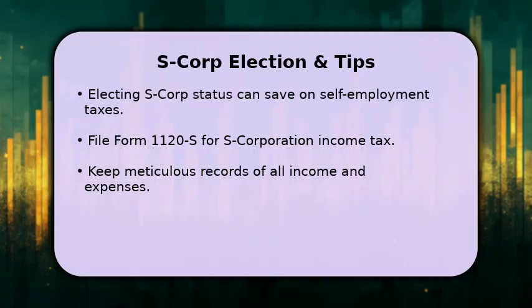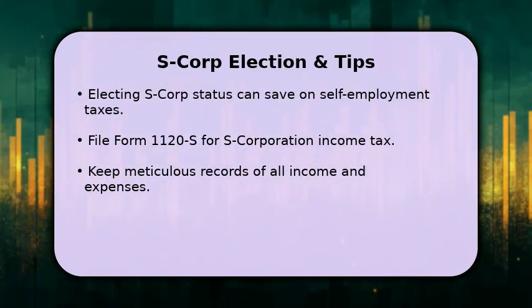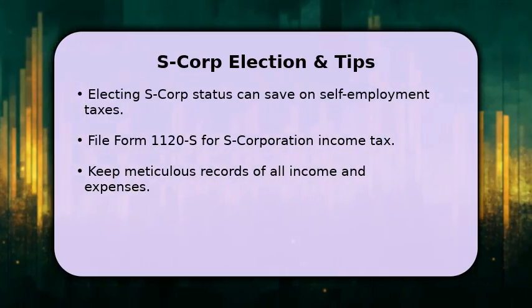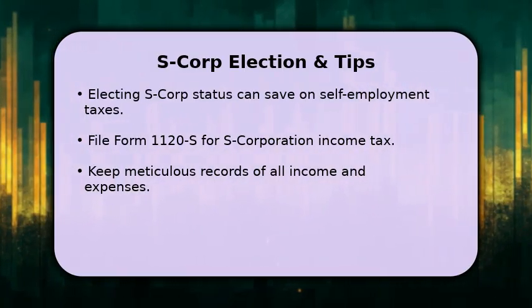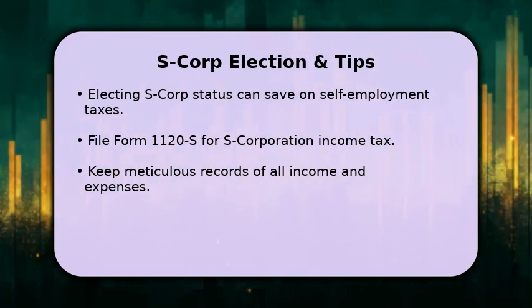Some LLCs choose to elect S-corporation status, which can potentially reduce self-employment taxes by allowing you to pay yourself a reasonable salary and distribute remaining profits. If you elect S-corp status, you'll file Form 1120S.